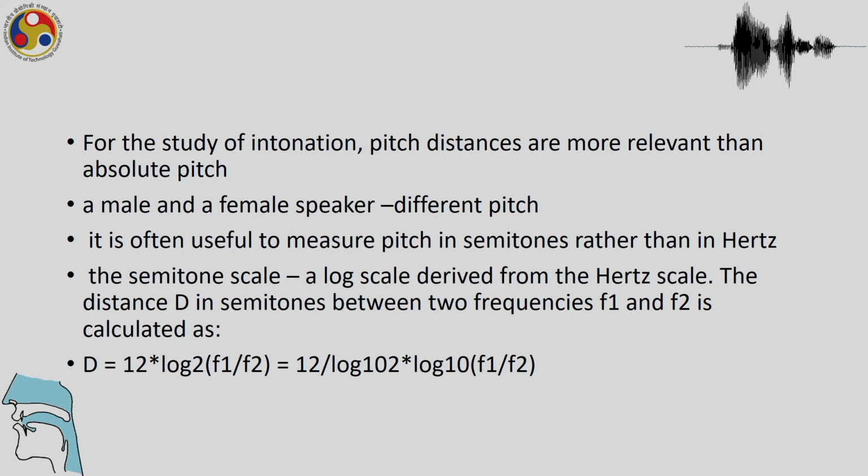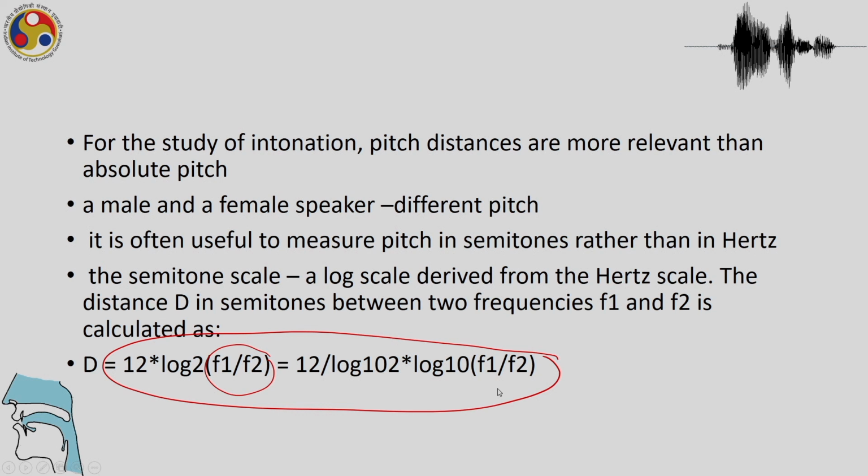The semitone scale is a log scale derived from the Hertz scale. The distance d in semitones between two frequencies f1 and f2 has a formula, and you get the log value after dividing f1 by f2. So, this is the formula for the calculation of the semitone scale. We will not talk about the semitone scale anymore, but if you are interested in perceptual studies of pitch, then the semitone scale can be useful.